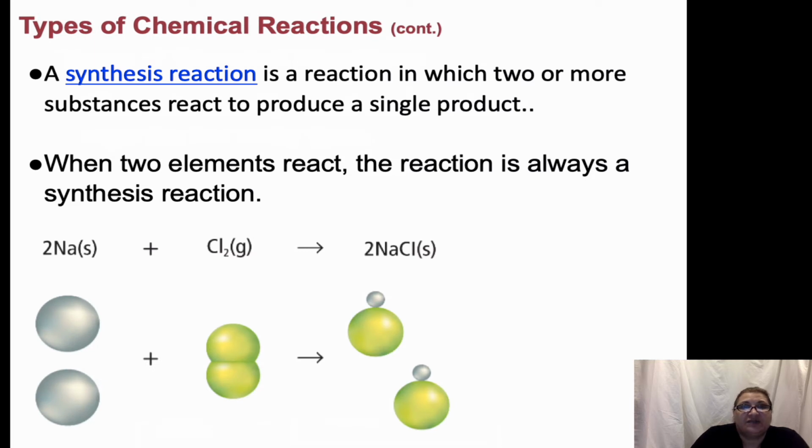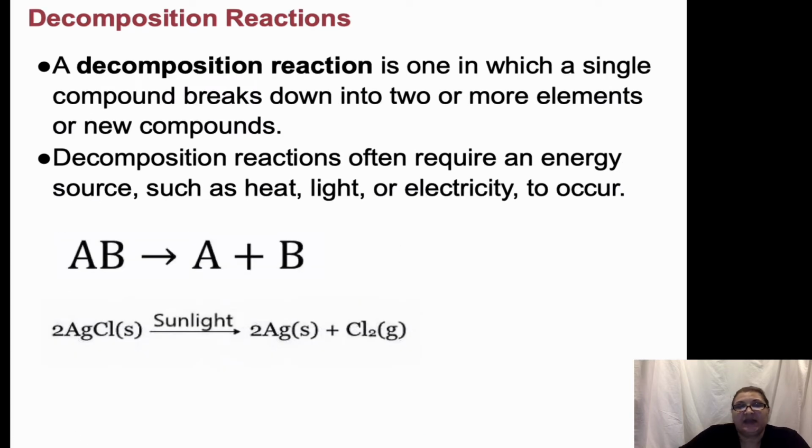Now we're going to start with synthesis. Synthesis reaction: a chemical reaction in which two or more substances react to yield a single product. So two elements react together and form one. So sodium plus chlorine gives us sodium chloride. Two give one. The second type of reaction is called decomposition, and it's usually the opposite. It's usually one breaking down into its own elements.